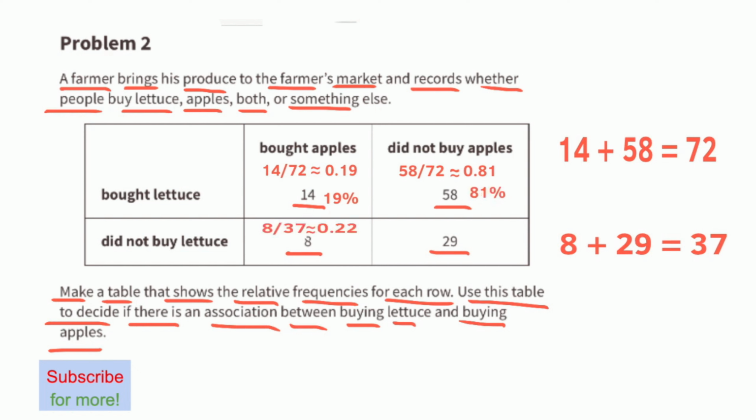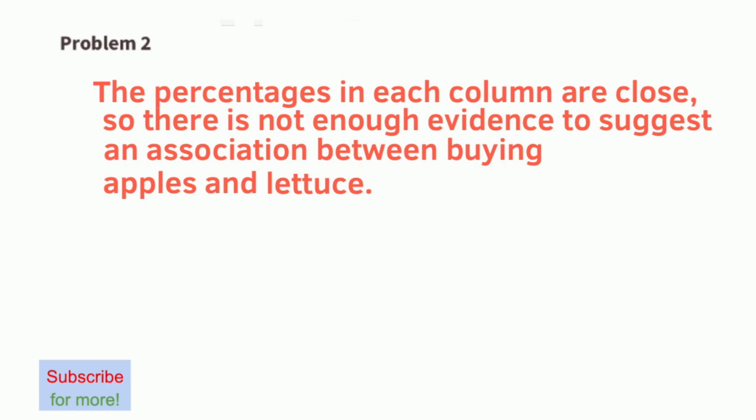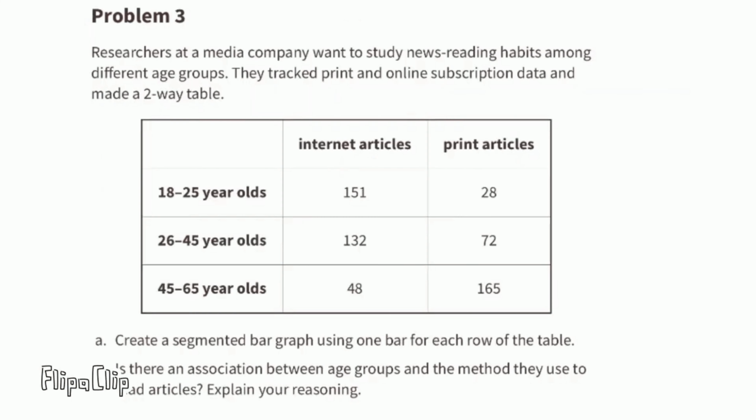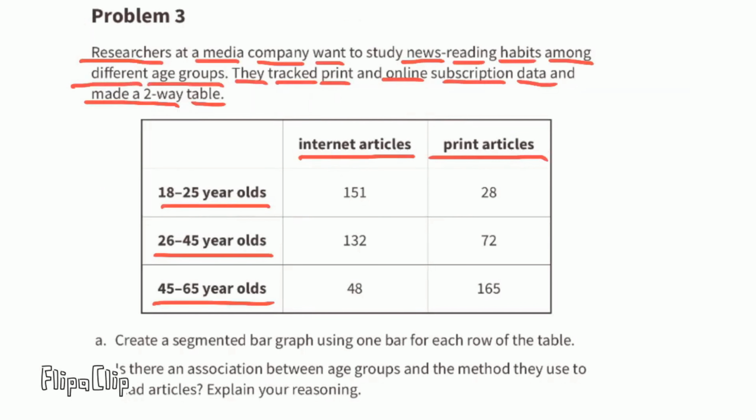8 out of 37 people did not buy lettuce but they bought apples. That's 22% of the people. And 78% of the people did not buy apples or lettuce. The percentages in each column are close, so there's not enough evidence to suggest an association between buying apples and lettuce. Problem number 3. Researchers at a media company want to study news reading habits among different age groups.